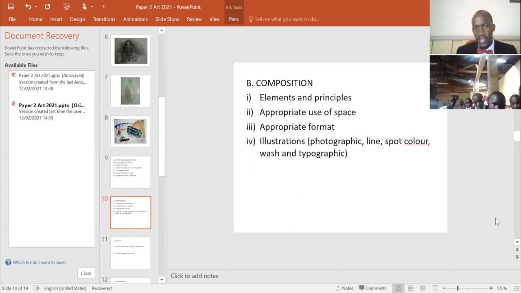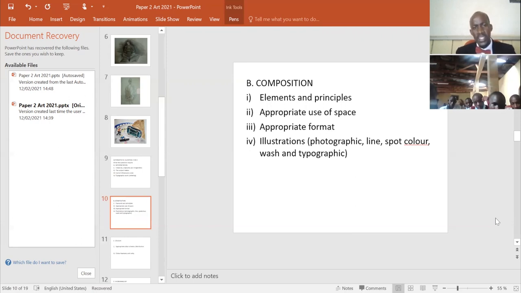Elements in this particular work is mostly color. Most of our graphic design work, we do it in color. How well have you used color in the graphic design work? Then the principles. We have the principles of balance and layout. Then we have the types of layouts in graphic design. We talk about the symmetrical layout, asymmetrical layout, and the radial layout. Is the layout you've used appropriate?